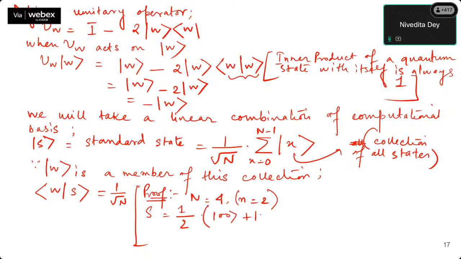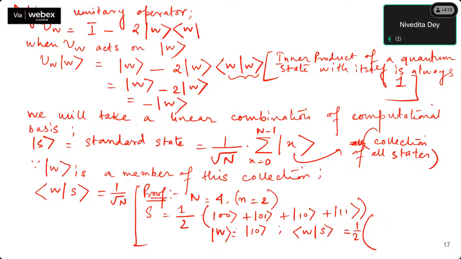That means 00, 01, 10 and 11. This is my S. What I am trying to say is, W will of course be one of the elements, like W can be 00, 01, 10 or 11. Say when W is 10. Then what will be my W inner product S? So W inner product S will be, half will be as it is. Then bra W is nothing but what? If it is ket 10, it will be bra 10 then.